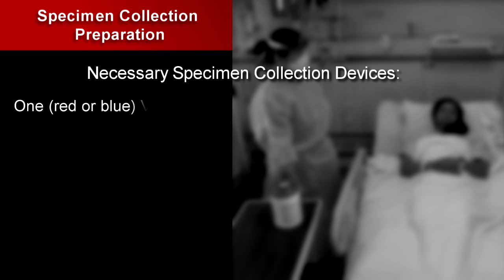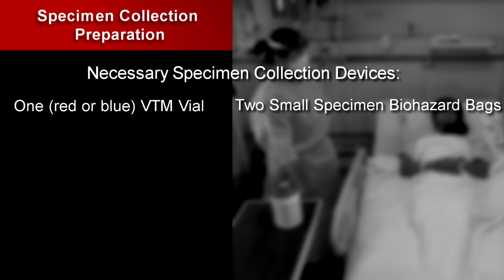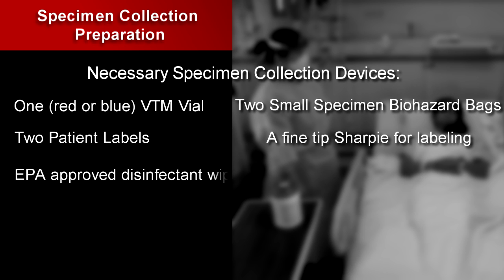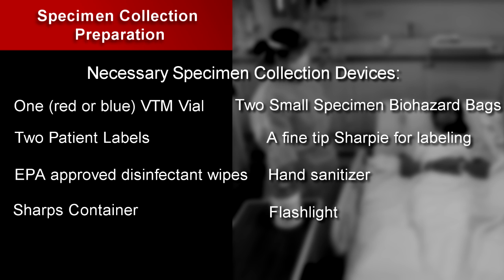Collect the necessary specimen collection devices: 1 red or blue VTM vial, 2 small specimen biohazard bags, 2 patient labels, a fine-tip Sharpie for labeling, EPA-approved disinfectant wipes for emerging pathogens, hand sanitizer, a sharps container, and a flashlight.